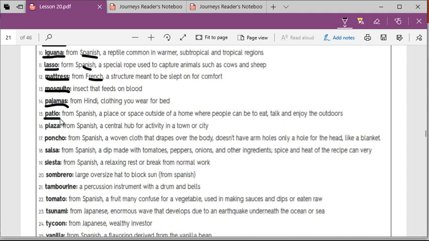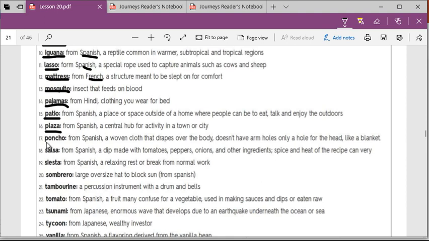Patio. And we said before, we studied this word in the vocabulary, and we said that patio is like a garden, like something which is at the backyard of your house. Patio is a place or a space outside your home where people can be to eat or to talk or enjoy outdoors. Plaza, and we have a lot of plazas here in KSA, is a central hub for activities in the town or city.